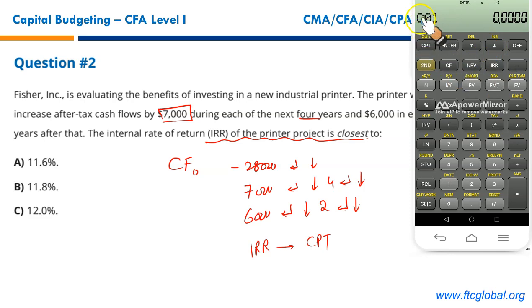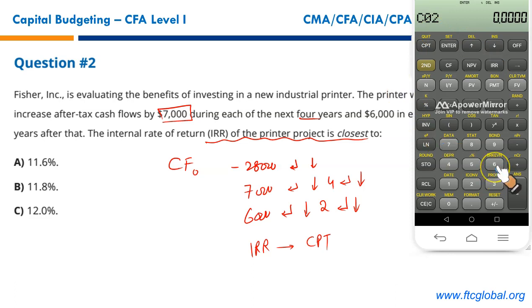Then next, the cash flow in year 1 is $7,000. Enter 7,000. Press enter in the same sequence. Press the down arrow key. Now, since there are 4 cash flows of $7,000 for the next 4 years, you will have to press 4, enter, down arrow key, done. Now the cash flow after that 7,000 is done.